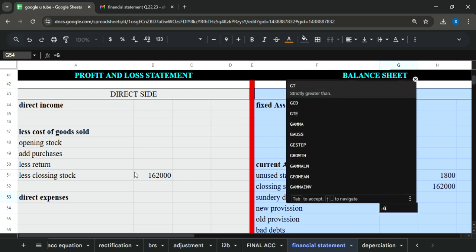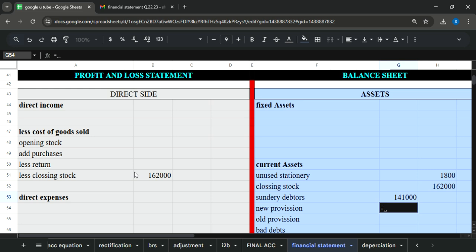You need to calculate 5%. We may calculate 5% at the start or we may calculate 5% at the end. So we are going to calculate at the end. So first 141,000, then you will subtract your additional bad debts which is given in your question, 3000, and then you will take 5%. So multiply by 5 divided by 100.